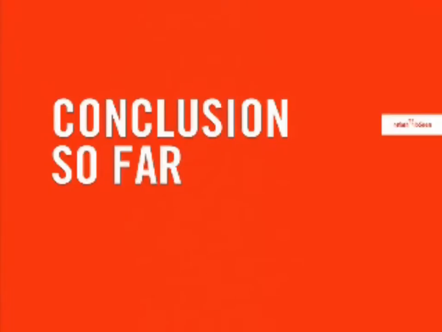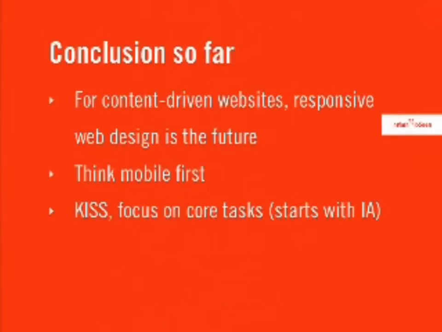So the conclusion so far for this part is: for content-driven websites, responsive web design is really the future. If you're going to build a responsive website, then think mobile first in all phases, and use the KISS principle. So keep it simple and straightforward. Focus on core tasks, and this starts with information architecture.